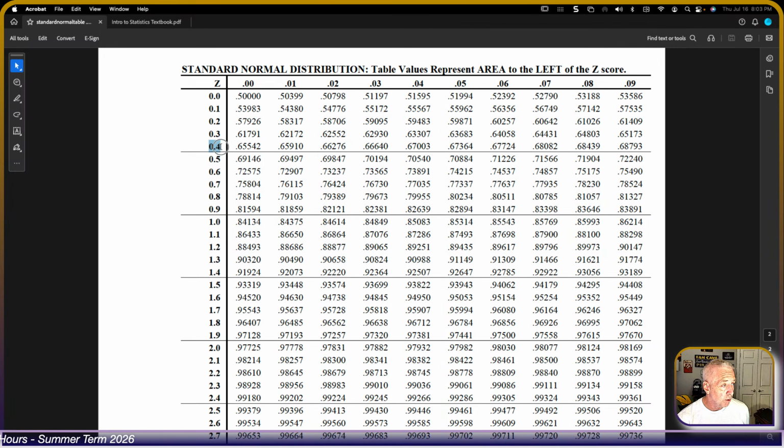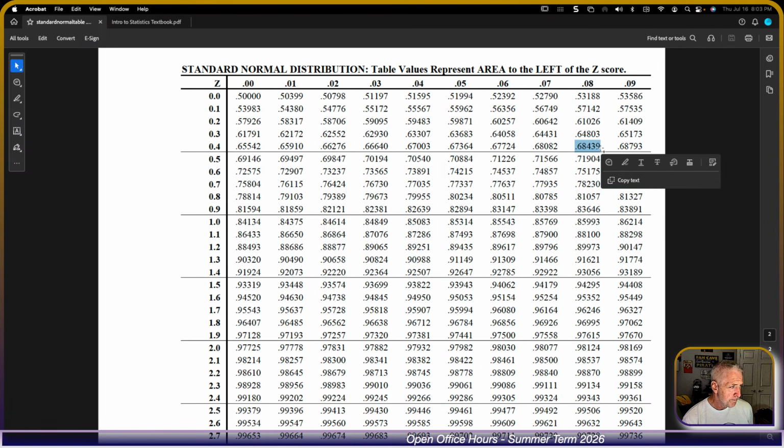So I've got 0.4 right there. The 8 is right there. So I've got 0.68439. And now I'm going to go to my negative side and look for negative 0.19.